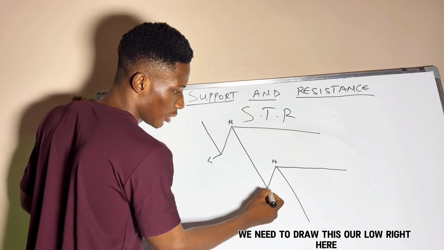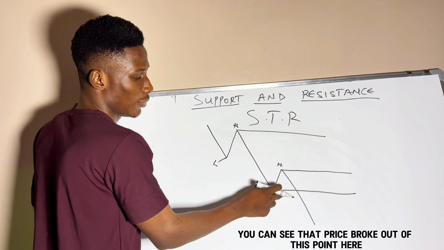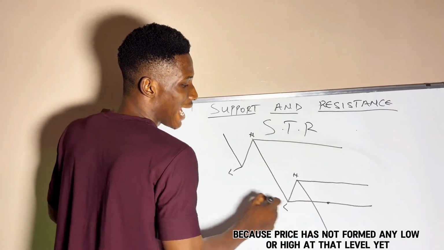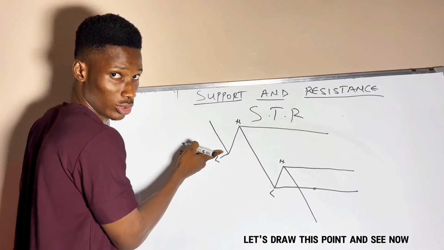We need to draw our low right here. You can see that price broke out of this point here. You will not call this anything yet. You know why? Because price has not formed any low or high at that level yet. Price only just broke out of it. So this also is not valid. Let's draw this point and see now.